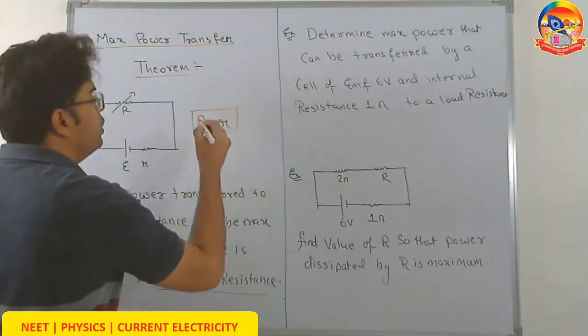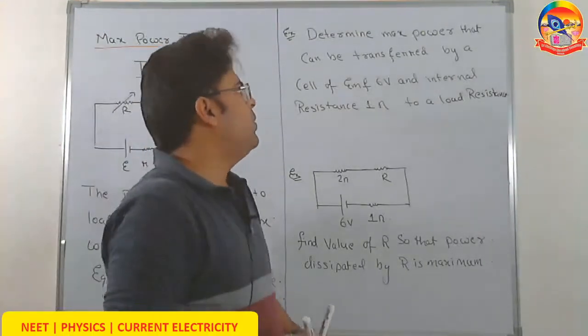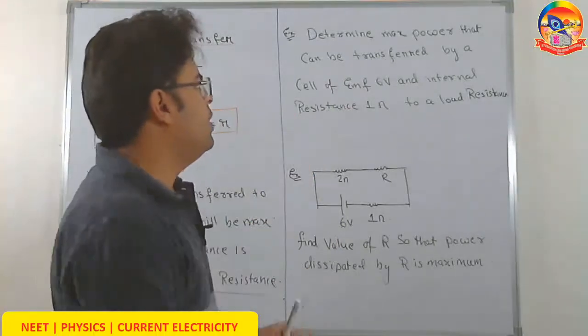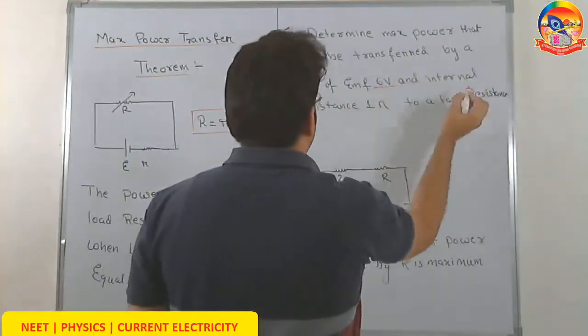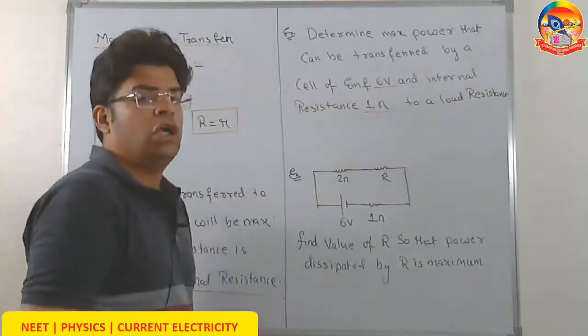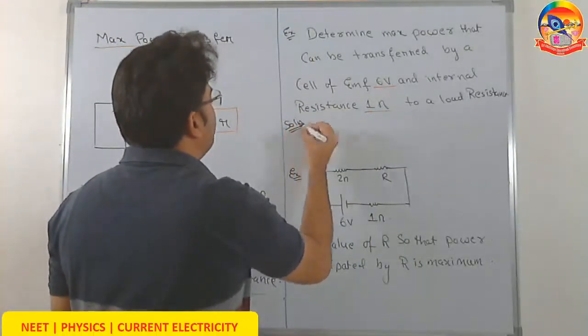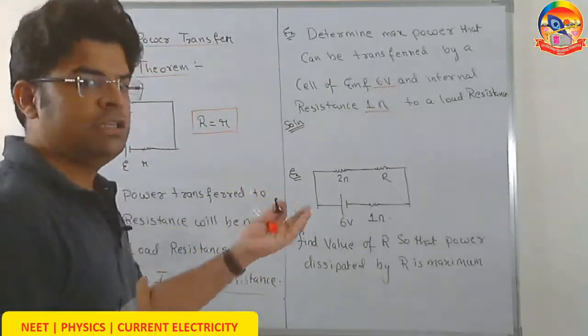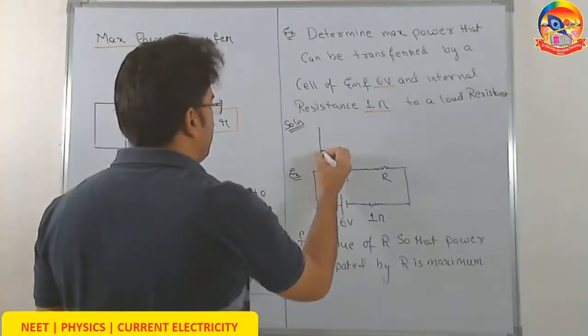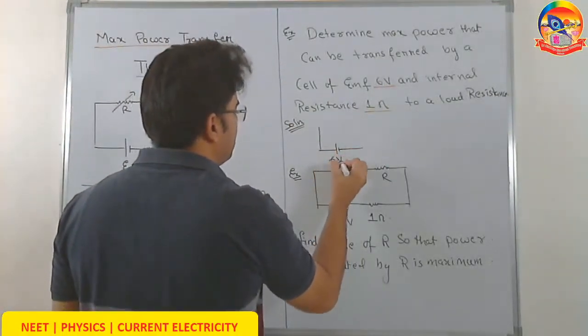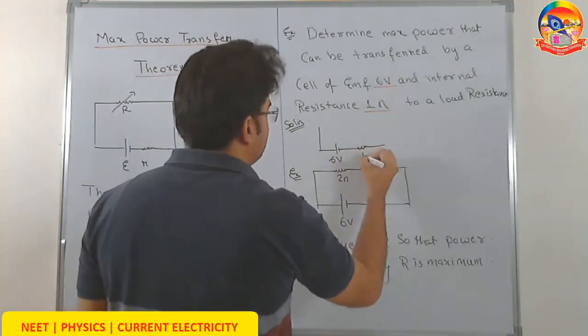Remember this. Okay. So now the question is, determine the maximum power that can be transferred by a cell of EMF 6 volt and internal resistance 1 ohm to a load resistance. So now solution: the maximum power will be transferred by cell to the load resistance when the load resistance equals internal resistance. So let's say here we have a cell of 6 volt having internal resistance 1 ohm.